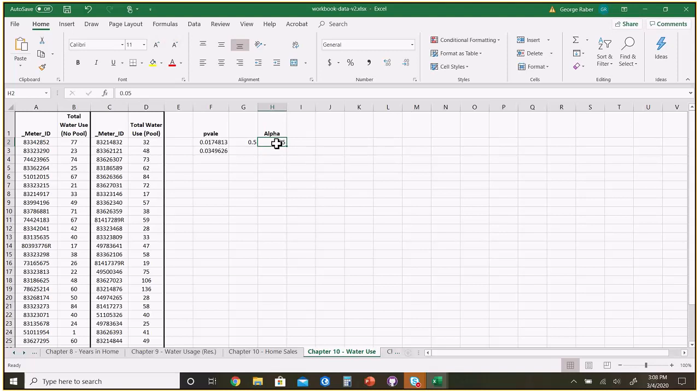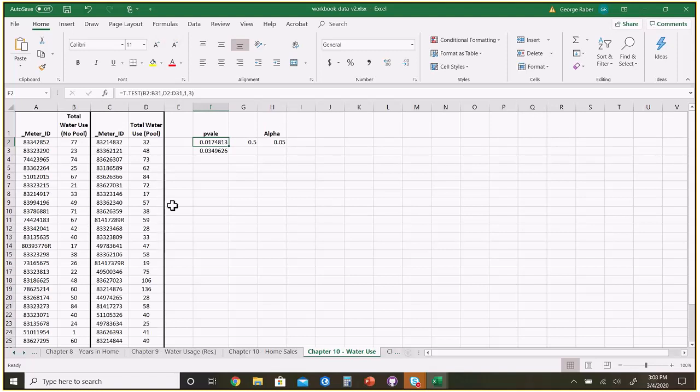Yeah, we reject because this p-value is relatively small compared to the alpha value. The smaller the p-value is, the more opportunity you have to reject the null hypothesis. And when we reject the null hypothesis, we're saying that these two are not equal. And so we reject it. The alternative hypothesis is that the people with pools do in fact use more water than the people without pools.